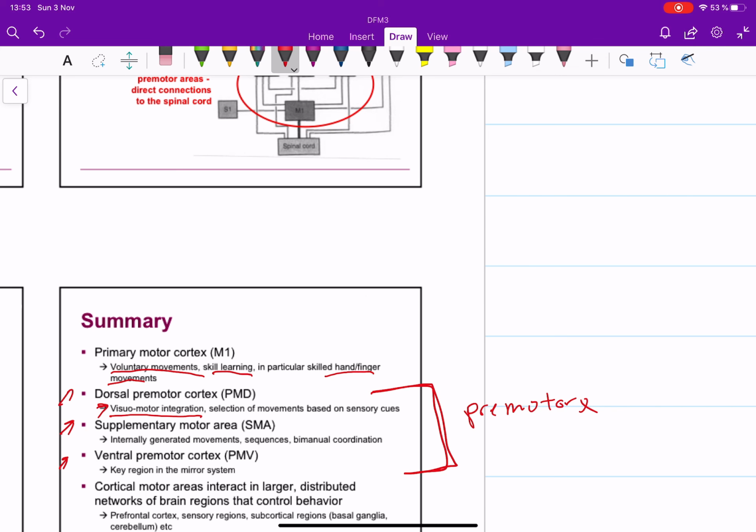We have also the supplementary motor cortex, and also the location reminds us of the bimanual coordination and internally generated movement. So that's the function of the supplementary motor area. The ventral motor cortex is a new discovery and a key region in the mirror system.